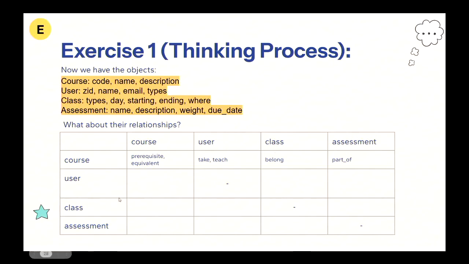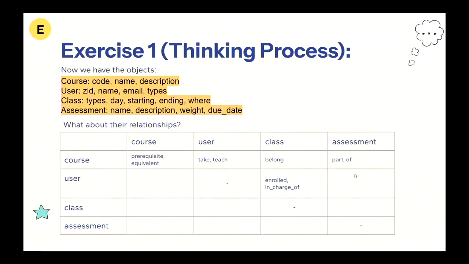And let's think about the relationships between users and classes. Do they have any kind of relations? Yes, yeah, you're so fast. Actually, yes, students can get enrolled in a class. And a user could be in charge of a class. For example, I'm in charge of this lecture here, and the tutors will be in charge of each of the tutorials. So these are the two relations between users and classes.